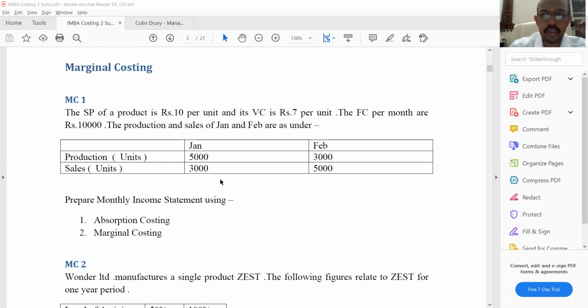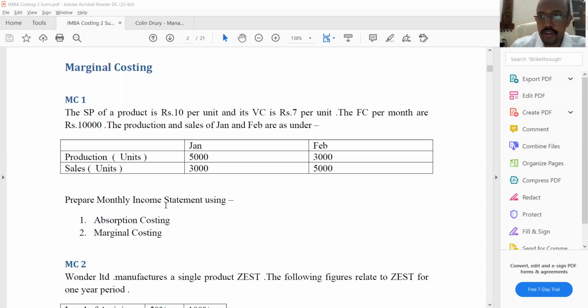That means 2,000 units will be our closing stock. In February the production was 3,000 units and the sales were 5,000 units. So by the end of February we will have nothing as closing stock. The object is very simple: prepare a monthly income statement using absorption costing and marginal costing.